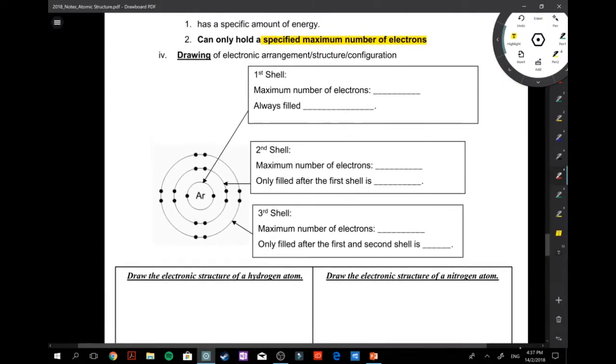And now we'll move on to learn about how to draw the electronic arrangement, structure, or configuration of an atom. Let's take a look at this diagram over here. You'll notice that in this diagram there are certain rings and certain dots. The dots refer to the electrons themselves. So this is how we will depict the electrons, and this is the electron shell. Alright, Ar is the chemical symbol for which element? Do you know? You can refer to the periodic table to find out which element it is.